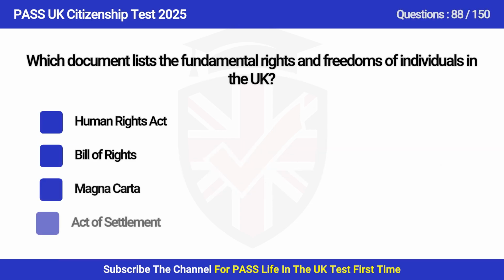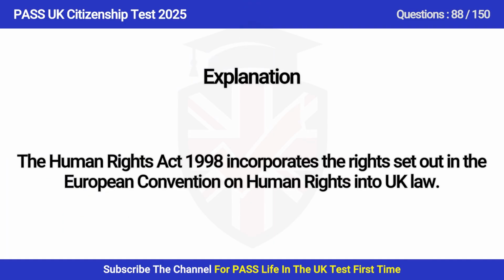Question 88. Which document lists the fundamental rights and freedoms of individuals in the UK? A. Human Rights Act, B. Bill of Rights, C. Magna Carta, D. Act of Settlement? Answer is A. Human Rights Act. The Human Rights Act 1998 incorporates the rights set out in the European Convention on Human Rights into law.